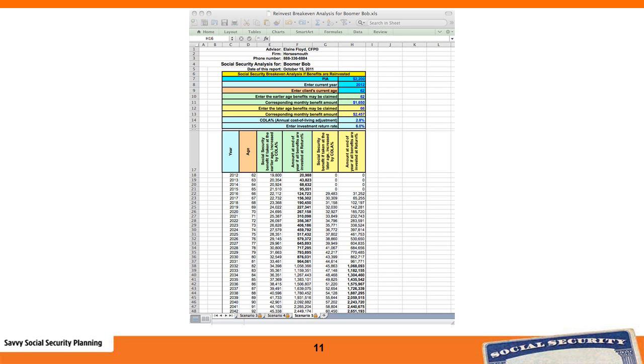The point of showing all these scenarios is to let you know that you can try out different combinations of analysis ages and return assumptions, and the calculator will show you the income stream and the age at which the later claiming scenario will begin to pay off.